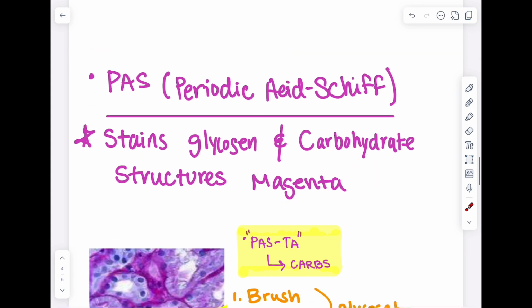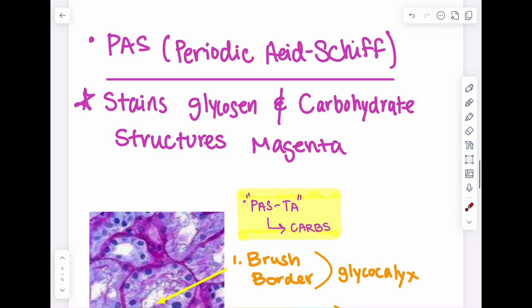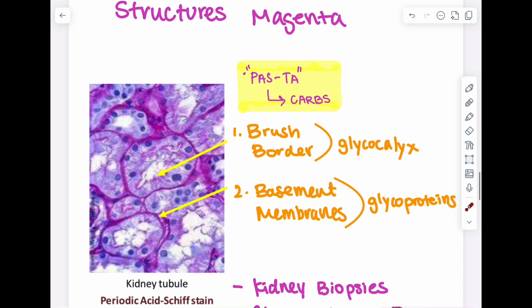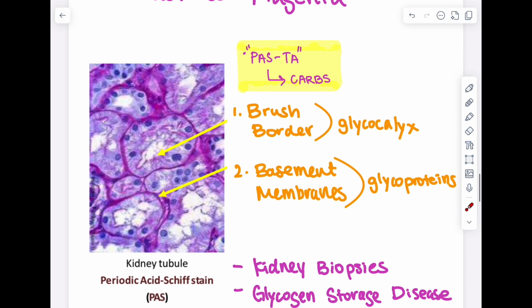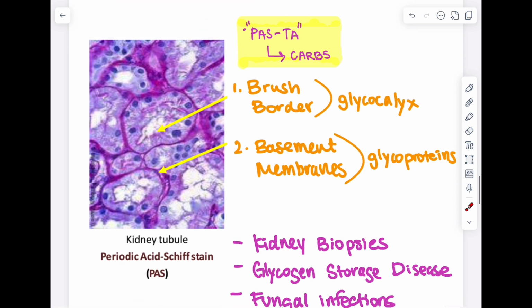And now the last staining is a special type of staining, the PAS staining, which stains glycogen and carbohydrate structures the color magenta. Now, how I would like for us to familiarize ourselves with this type of staining is the mnemonic pasta. The reason is because if we can remember pasta, we understand that pasta is carbs, right? Which is perfect because this staining specifically highlights carbohydrates or where glycogen is present.